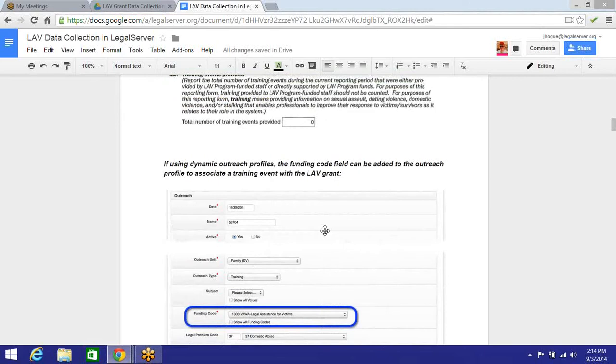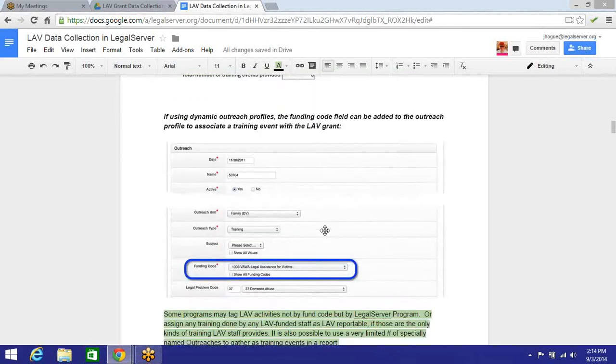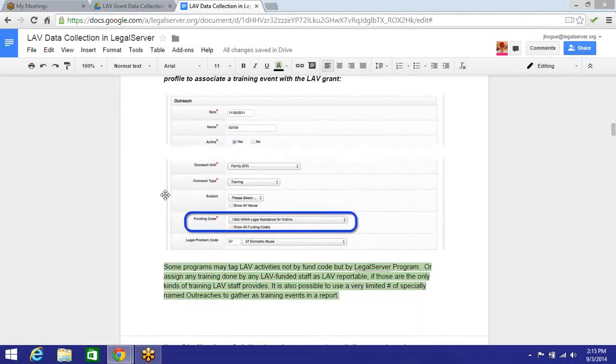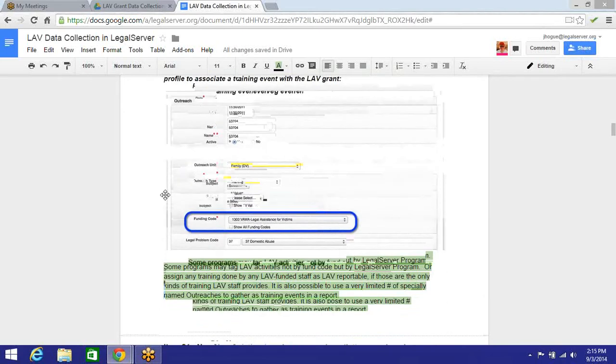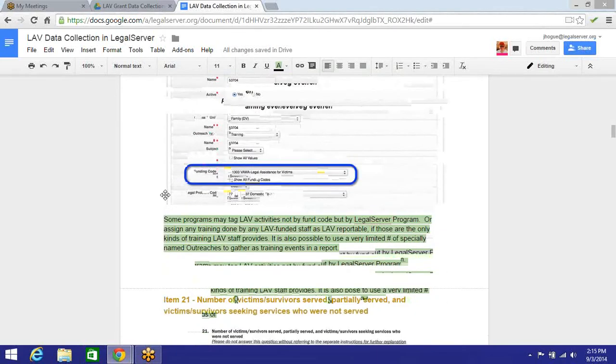But if not, you can have the outreach profile, if it's dynamic, as Mike pointed out, you can have a funding code on the outreach time slip. You also, if your program divides folks by LegalServer program, in other words, I'm in the housing program, I'm in the foreclosure program, and that spans multiple grants and problem codes, you could assign an outreach a particular kind of program to run a report.